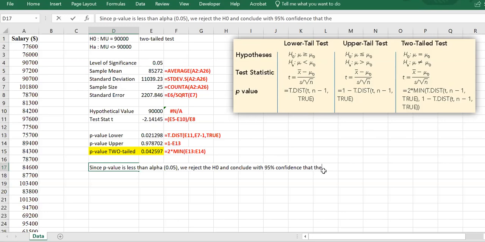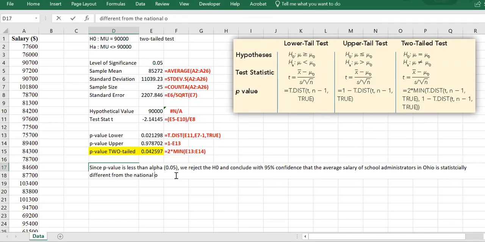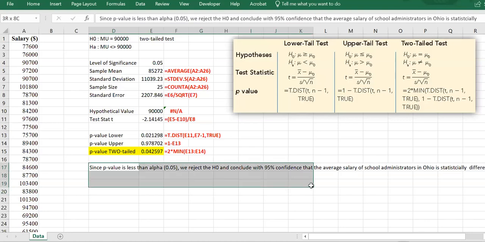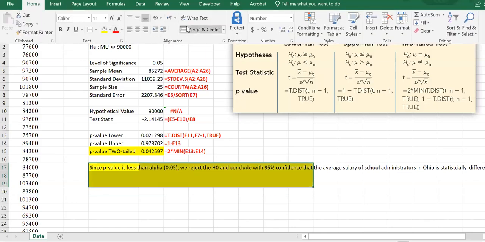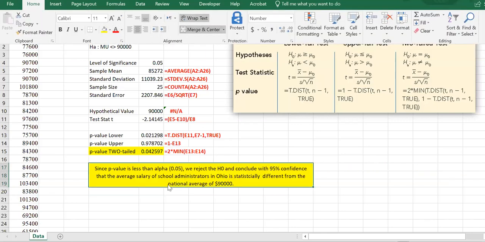We're confident that the average salary of school administrators in Ohio is statistically different from the national average of $90,000. All right, so this is our conclusion.